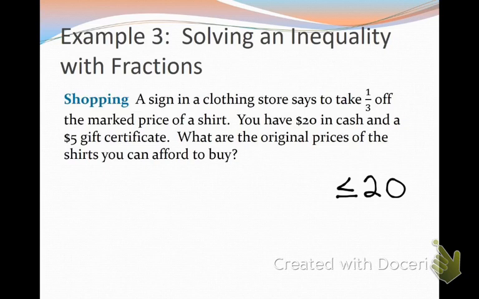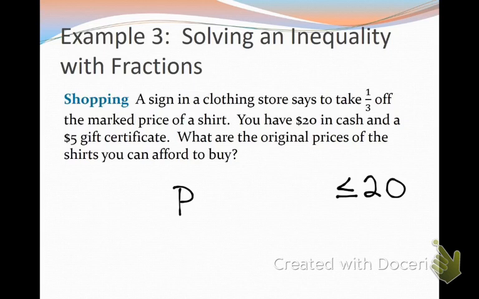Obviously, we're looking for a cutoff amount. I can afford to buy a shirt that's this much or less. Okay, I'm looking for that cutoff. But I don't know what the original price is. Would you agree? So that is my variable, because I don't know what it is.